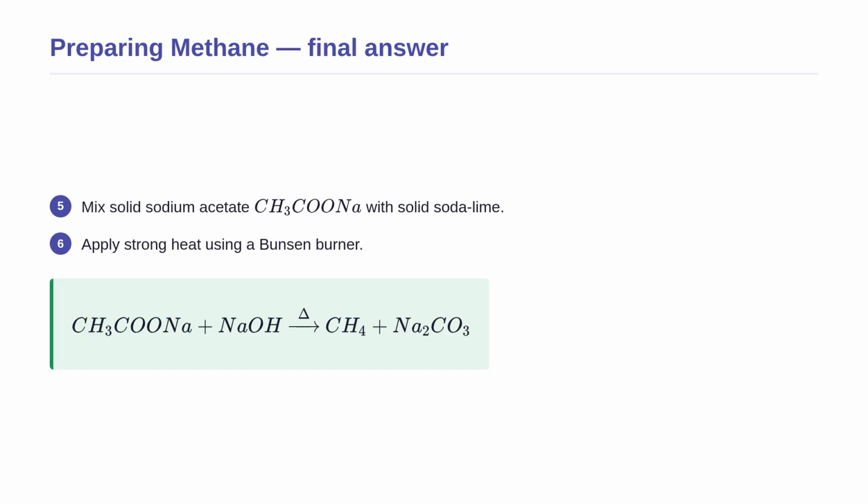We mix solid sodium acetate with solid soda lime in a test tube and apply strong heat using a Bunsen burner. The sodium hydroxide attacks the molecule and the entire carboxylate group is ripped away from the methyl group. The methyl group immediately grabs a hydrogen atom to stabilize itself. This forms CH4, which is methane gas that bubbles out of the mixture, leaving behind a solid white powder of sodium carbonate. We have successfully synthesized methane.